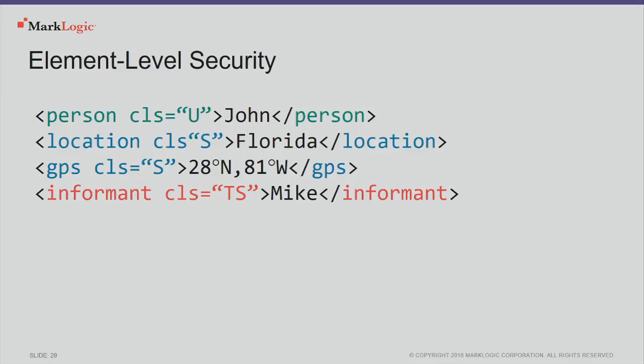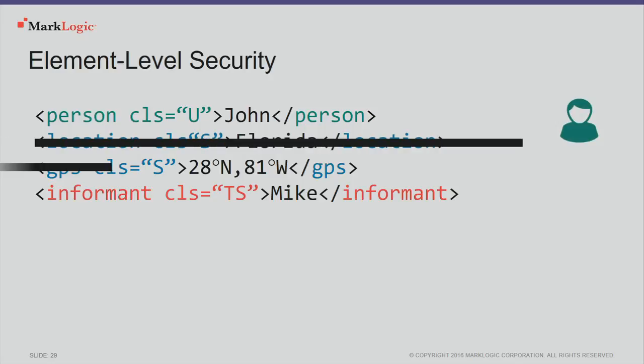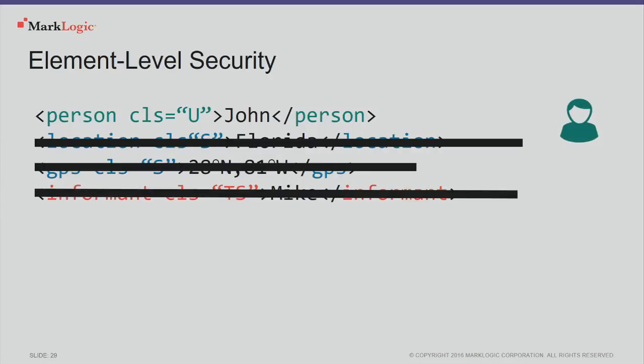What an example for element level security. I have a very simple structure here, a person, a location, and the informant about who told me that John lives in Florida in that particular GPS location. If I have role green and I try to access that document or I try to search for information, even if I try to search for Mike, but my role is green and I set the proper rules, I will never hit that document. Mike does not exist for me. The only thing that I can see is John. If I search for John, I will find that document.